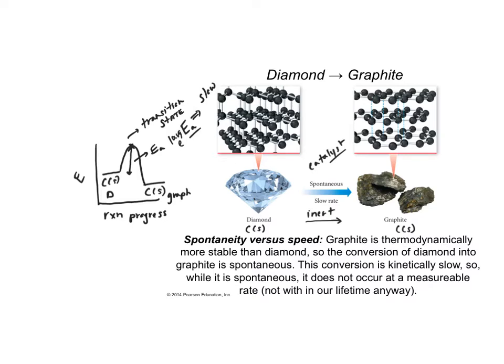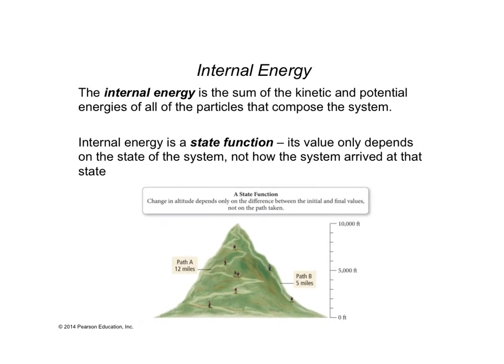Okay, so a couple other things that we need to talk about. We're going to go back to the concept of internal energy. Does anyone remember what internal energy was? We learned this in 151. It's internal, right? It's inside something, I guess you could say. The internal energy is defined as the sum of the kinetic and potential energies of the system.